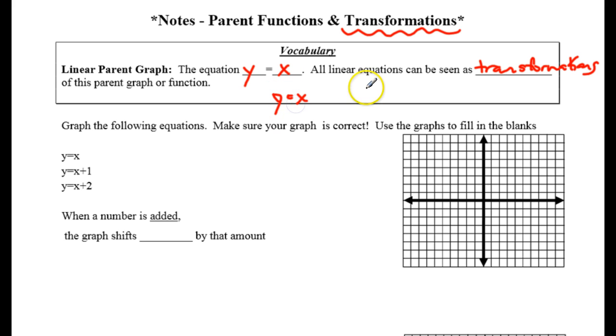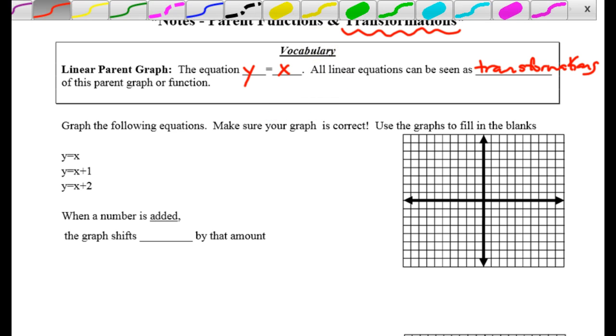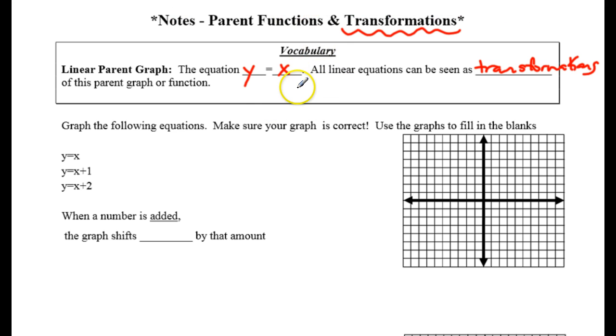Remember, the very important formula we talked about was slope-intercept, y equals mx plus b. So if we look at this parent equation here, what is our slope? What is our number in front of the x? There is no number. Remember, when it's not there, it's there but it's invisible. x means 1x, so the slope here would be 1.